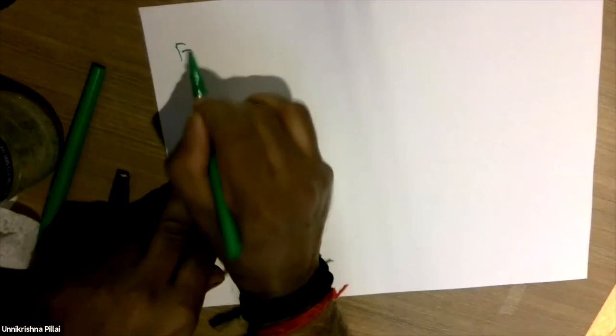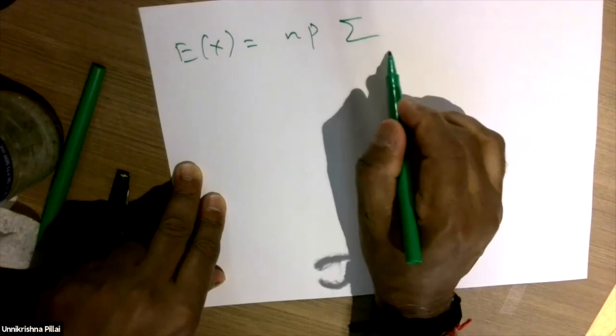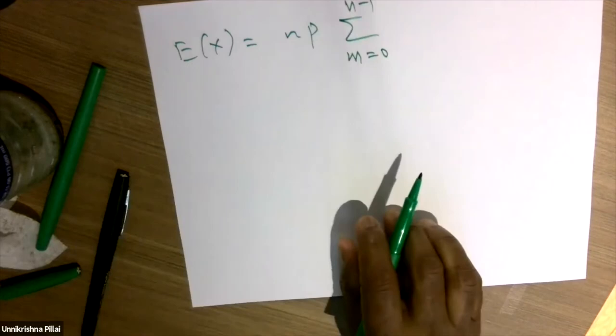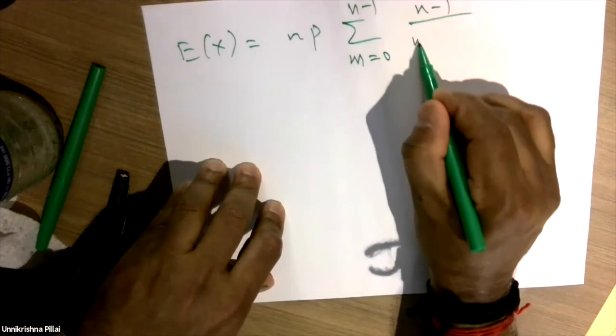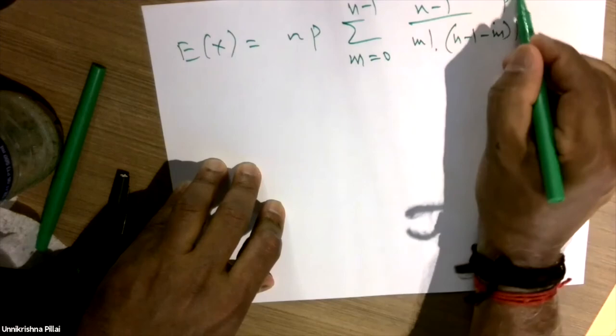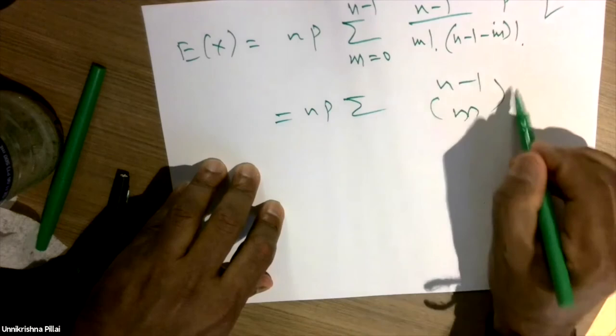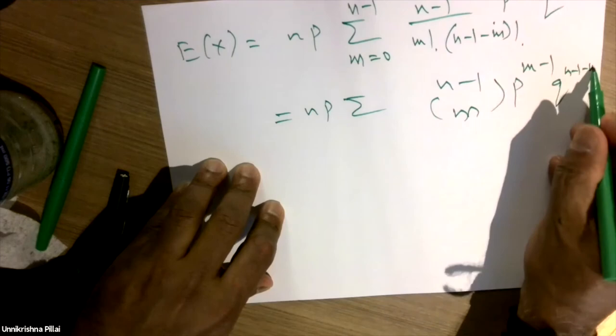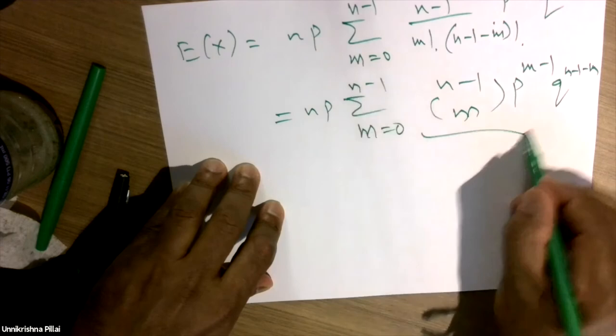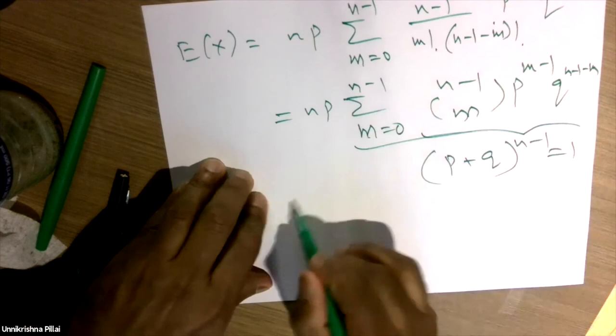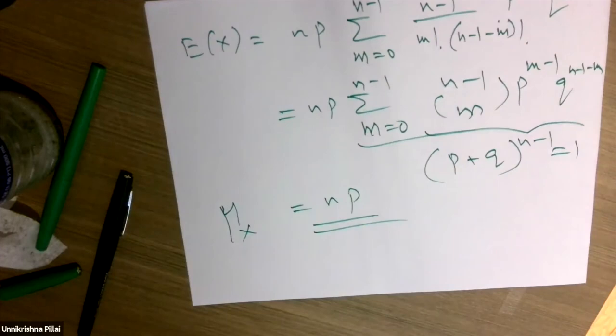Expected value of X is np times the summation, k equal to 1, m is 0. So m goes from 0 through n minus 1, because m is k minus 1. This is n minus 1 factorial, this is m factorial, this is n minus 1 minus m factorial, p to the power m, q to the power n minus 1 minus m. So this now looks like the summation of n minus 1 choose m, p to the power m, q to the power n minus 1 minus m. But this is the expansion of p plus q to the power n minus 1, but that's 1. So the bottom line is the expected value of a binomial is np. Of course it makes sense.